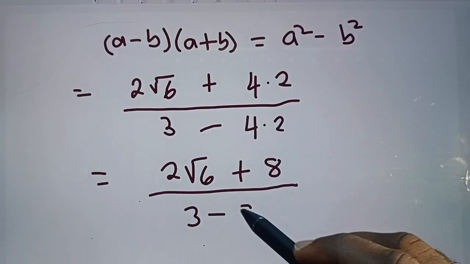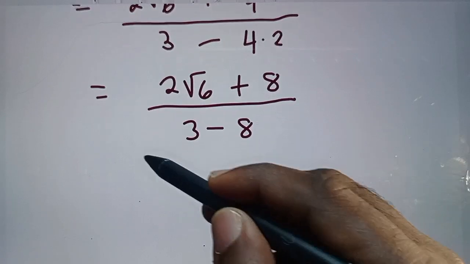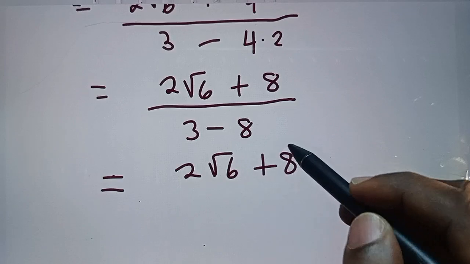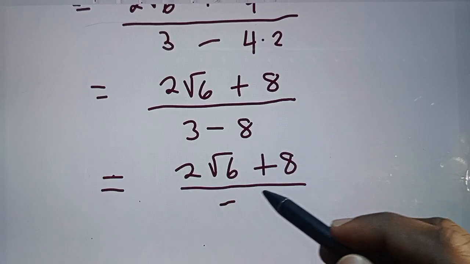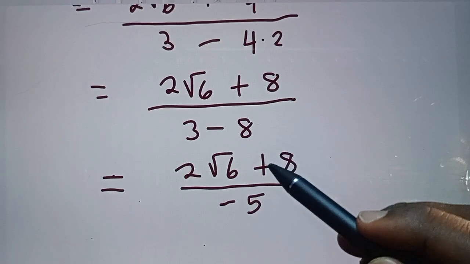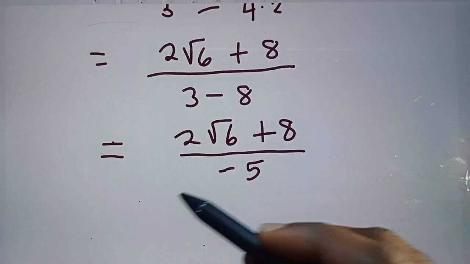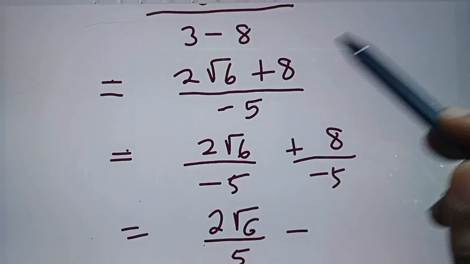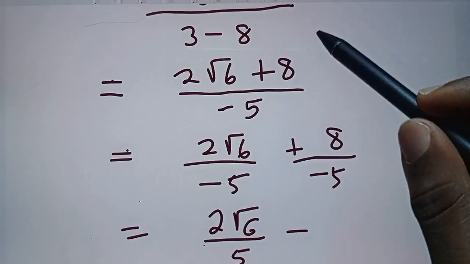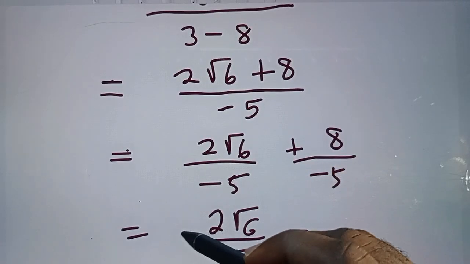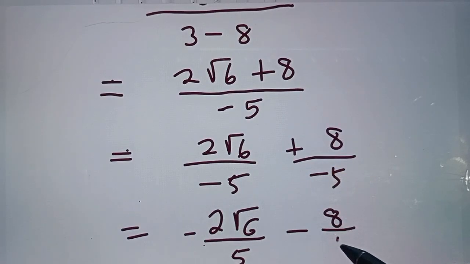We have 8. So from there, we are going to have 2 root 6 plus 8 divided by minus what? Minus 3 minus 8. That will be what? That will be 5. Understood? So from there, that is where we are going to stop, or you rather leave it like this. So we are going to be having minus 8 over 5. And that's the solution to the problem.